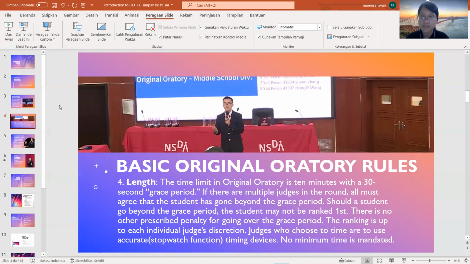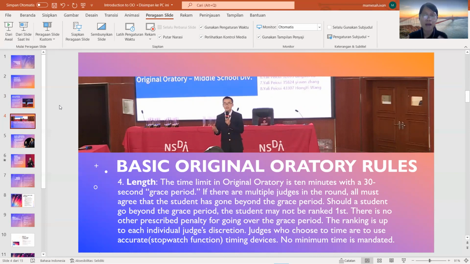And in the new manual, actually no minimum time is mandated, but regularly people would speak at least 7 minutes. So try to make sure that at the very least you can perform for 7 to 8 minutes, even though no minimum time is mandated right now.